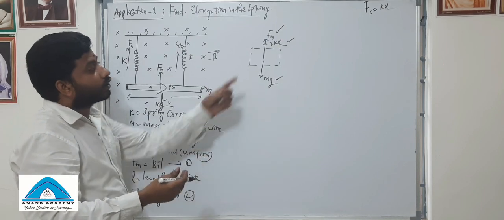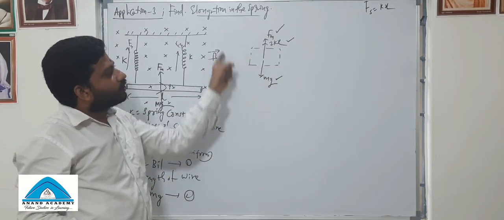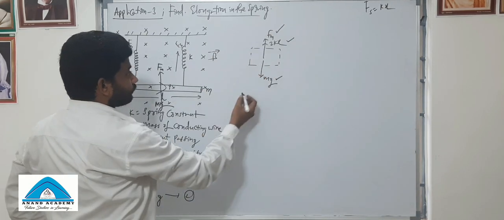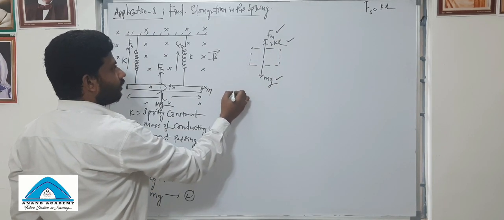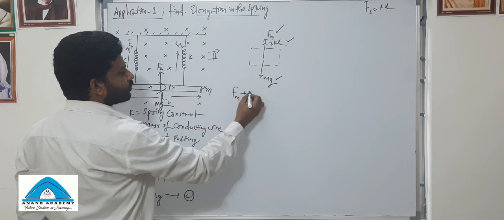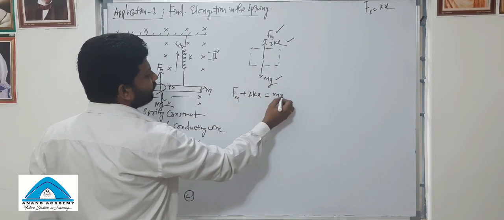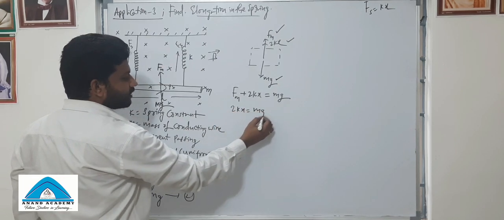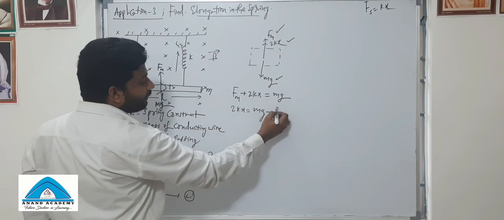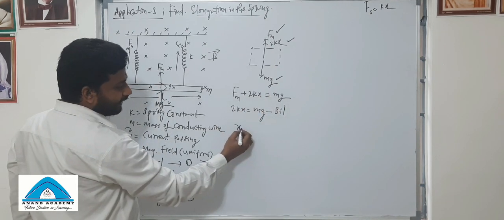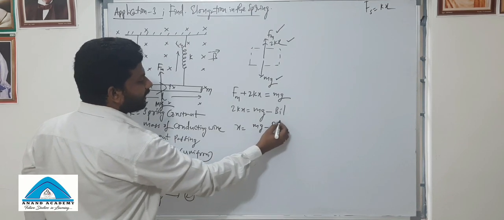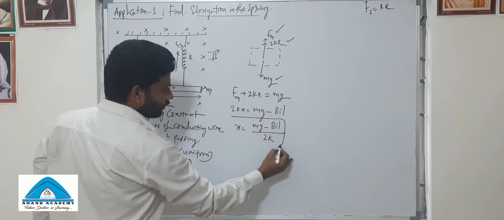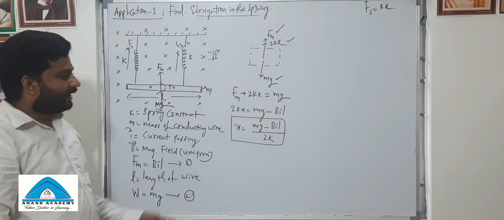Now, our aim is to find what? The elongation. So for that, on this system, we can find the net force. Fm plus 2kx, upward forces, is equal to downward forces. So 2kx is equal to mg minus Fm, and Fm is BIL. So from here x is equal to (mg minus BIL) divided by 2k. So that's it. This is the elongation. Is it clear? That is the elongation.